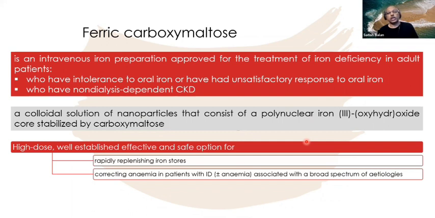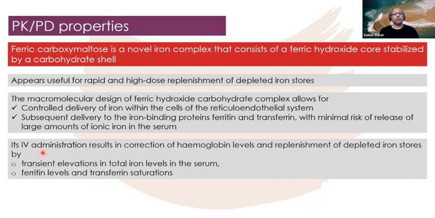It's a colloidal solution of nanoparticles that consists of a polynuclear iron(III) oxide. That is, iron 3 means it is a ferric compound stabilized by carboxymaltose. So it's a high dose, well-established, effective and safe option for correcting iron deficiency. And the PK/PD properties are that it is actually a ferric hydroxide core stabilized by a carbohydrate shell. Because it is a macromolecular design, it allows for a controlled delivery of iron and will deliver the iron to the cells of the reticuloendothelial system, especially in the bone marrow.